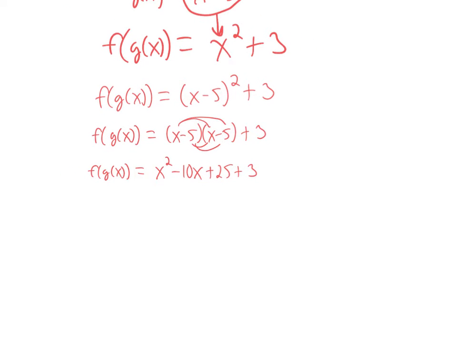All right, now we need to combine like terms. Got some constants that are going to combine here. So we have x squared minus 10x, and then plus 28.